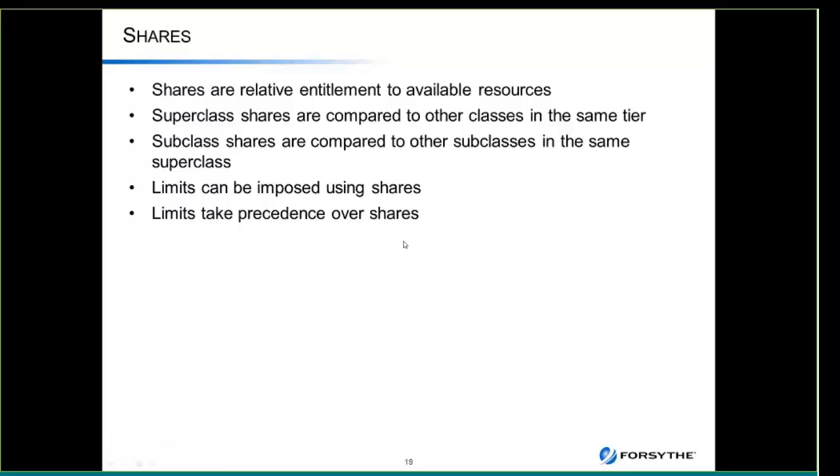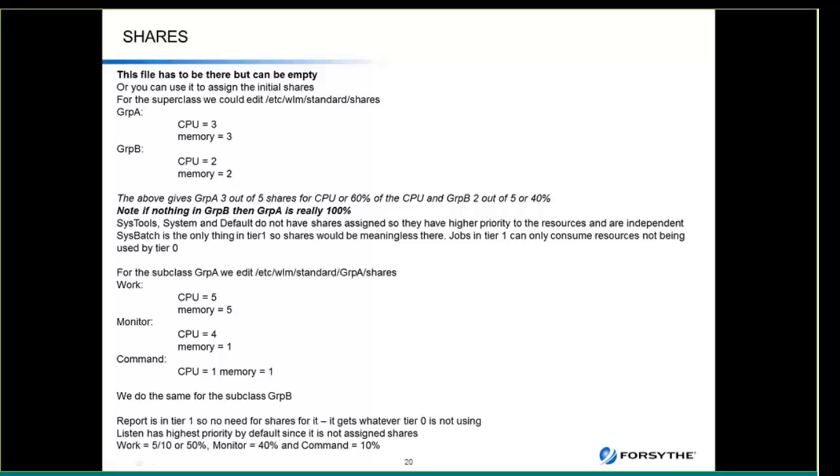When we look at shares, they're a relative entitlement to the available resources. And basically, you can use it to impose limits. I'm going to show you a file rather than talk about this slide a lot. So here, in the shares file, I only have 2 shares coded. I have Group A and Group B, which are my classes, and I'm saying that for Group A, it gets 3 CPU shares and 3 memory, and Group B gets 2 CPU and 2 memory.